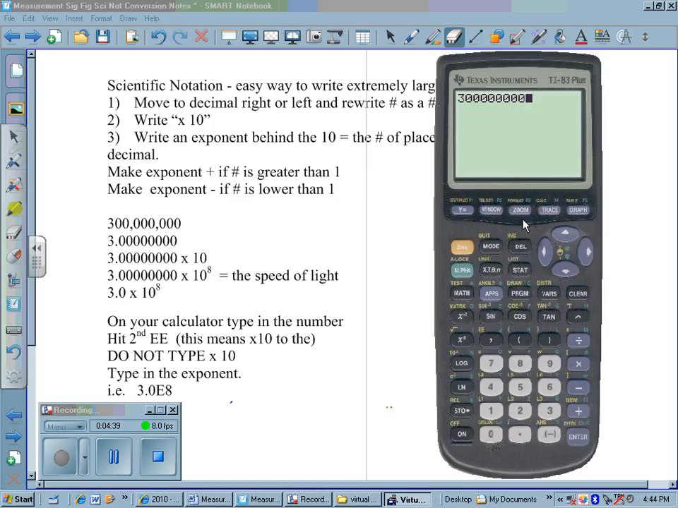What I can do is come up to the mode button, press the mode button, and if you notice, I have it in scientific notation here. So I hit enter, hit science and clear that out. If I hit enter, it will put it in scientific notation for me. Now this scientific notation on the calculator looks a little bit different than what we're used to, because it has an E here. What that E means, if you look down at the bottom of your notes, is times 10 to the. So this means 3 times 10 to the 8th.